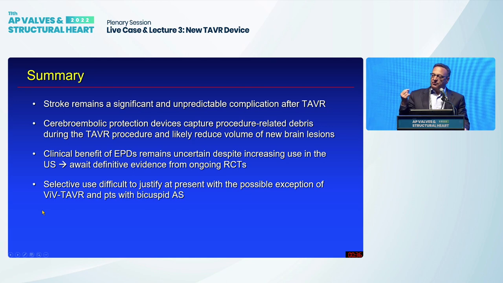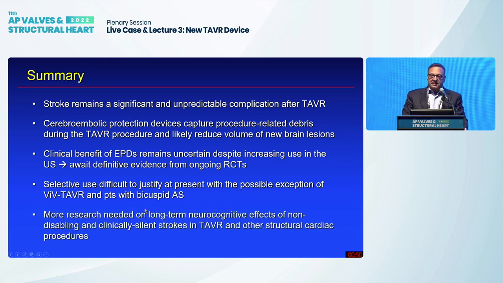And I think also very importantly, selective use is difficult to justify at present, with the possible exception of valve-in-valve TAVR and bicuspid aortic stenosis, where I think our data from the TVT registry are strongly suggestive of a benefit. And finally, to continue to move this field forward, we do need to do more research on the long-term neurocognitive effects of non-disabling and clinically silent strokes, because that may ultimately be the major target for these devices.